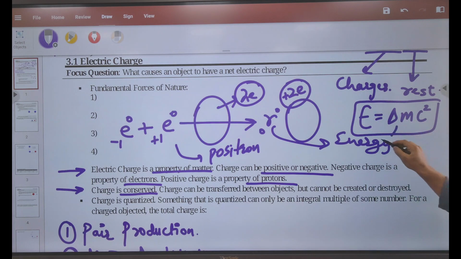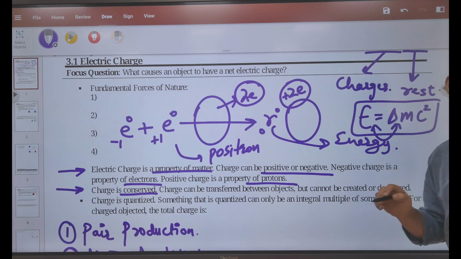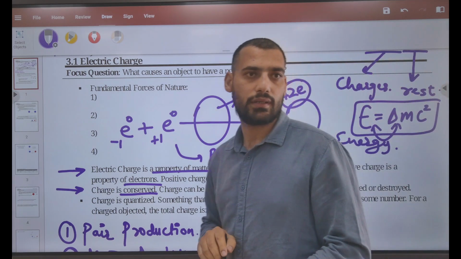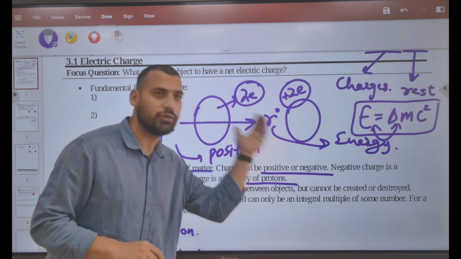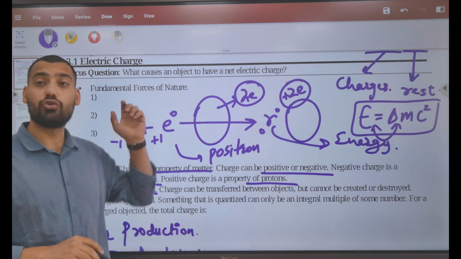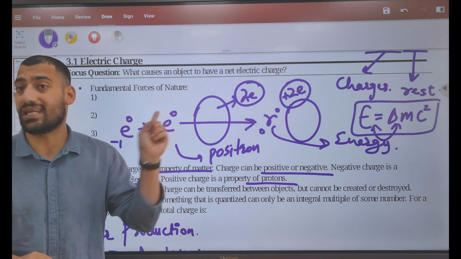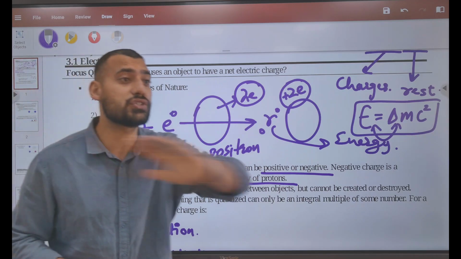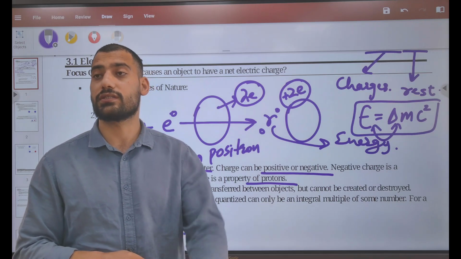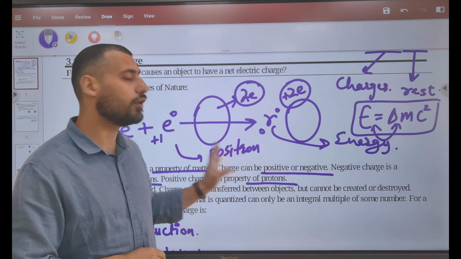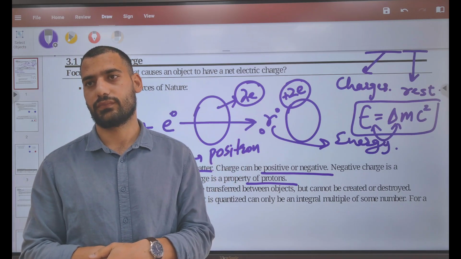I told you energy and mass are one and the same thing. It was mass, it has been converted into energy. There is no charge. This is not transfer of charge. This is destruction of charge. Understood? So this is completely against the law of conservation of charge. Is that fine?